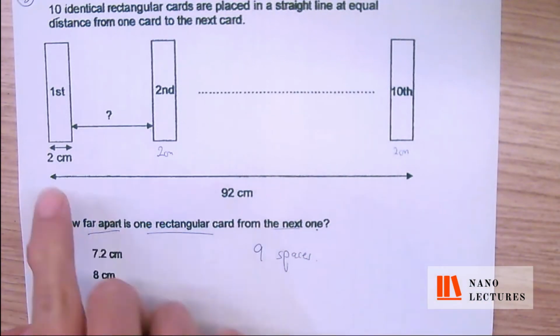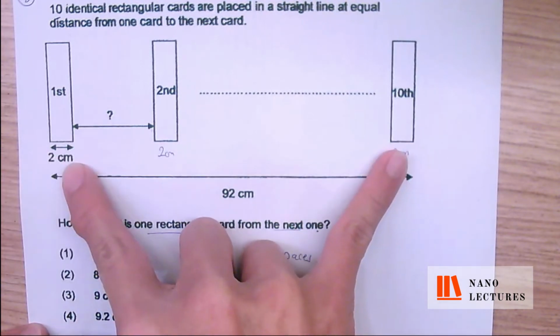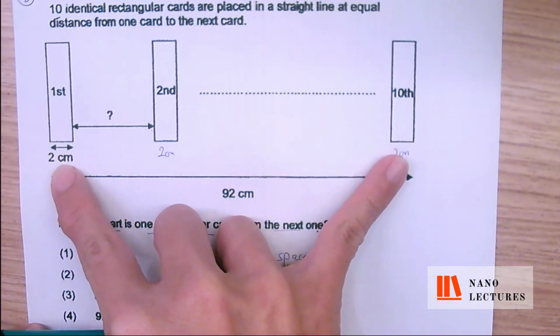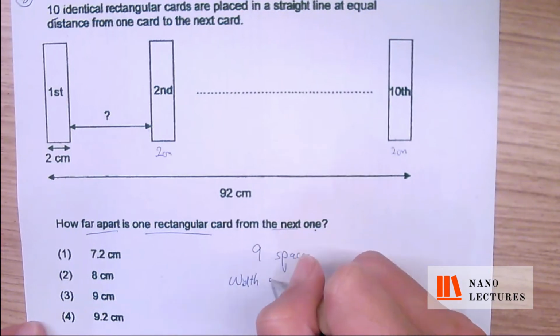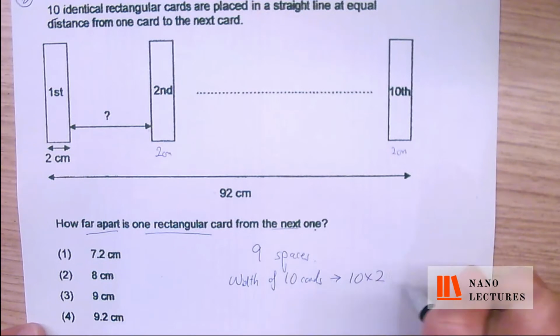And of course, we cannot forget that each of the cards has a width of 2 cm. Okay, between the 10 cards, if each card is 2 cm, 10 cards, how many cm will that be? So I'm going to write here, width of 10 cards. That will be 10 times 2, giving us 20 cm.